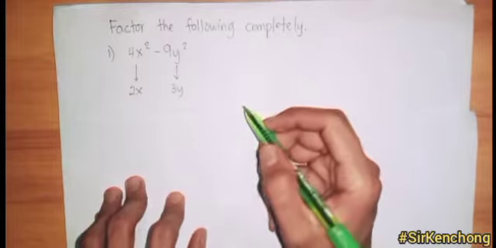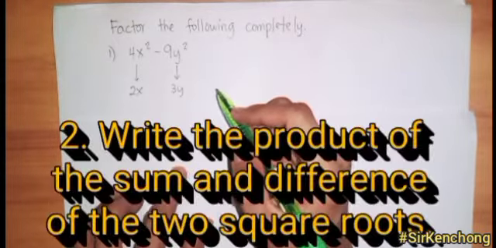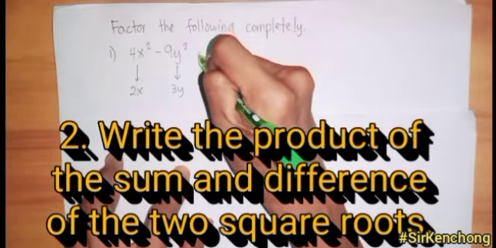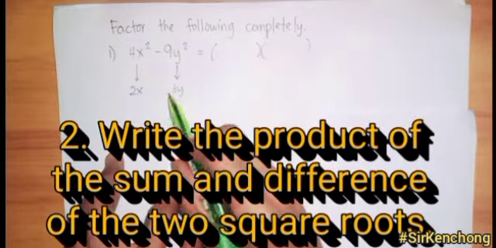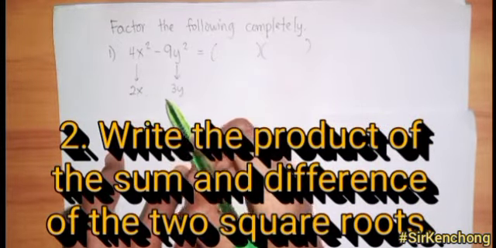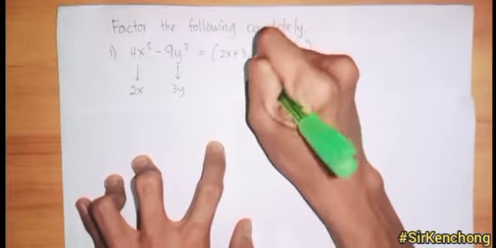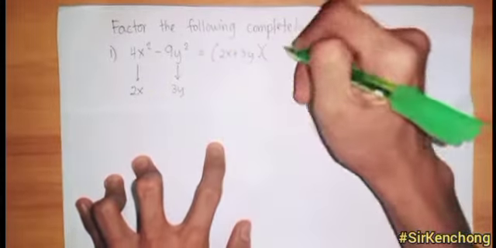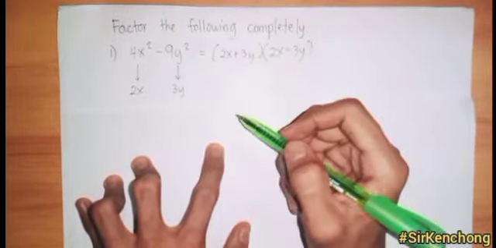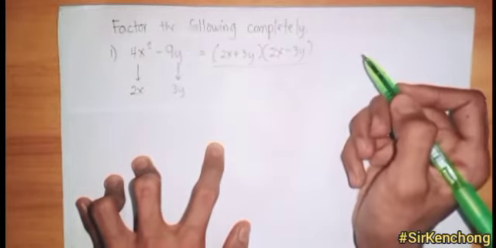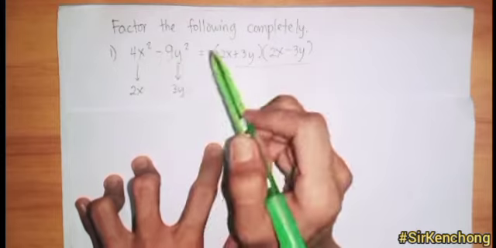Second step, to write the factors of this difference of two squares, we simply write the product. So, write the product of the sum and difference of these two terms. So, we have 2x plus 3y. Yan yung sum ng dalawang square roots. And 2x minus 3y. Yun yung difference ng dalawang square roots. At ito na ngayon ang complete factored form ng ating 4x squared minus 9y squared.